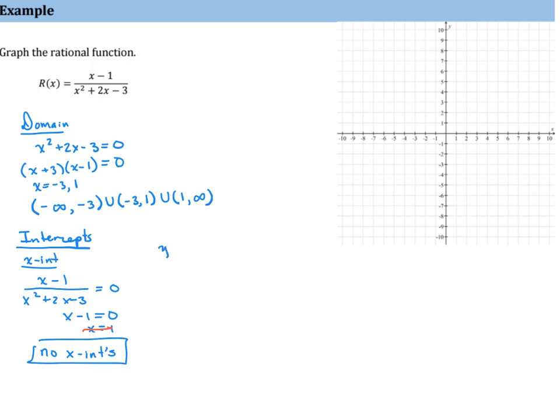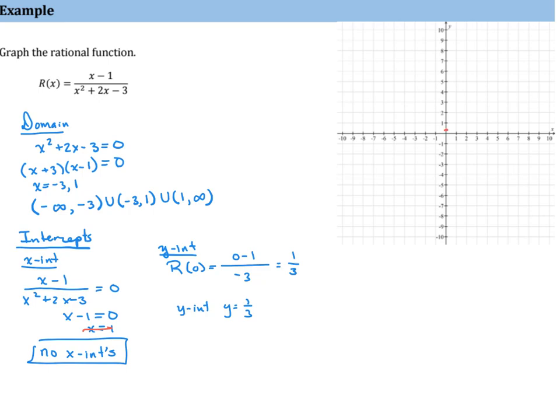Now let's look at our y-intercept, if there is one. To do that, we let x be 0. So we get 0 minus 1 over 0 squared plus 2 times 0 minus 3, which will just be minus 3. So we get negative 1 over negative 3. That's a positive 1/3. So our y-intercept is y equals 1/3. So let's put that on our graph.